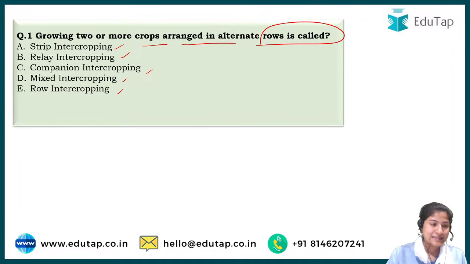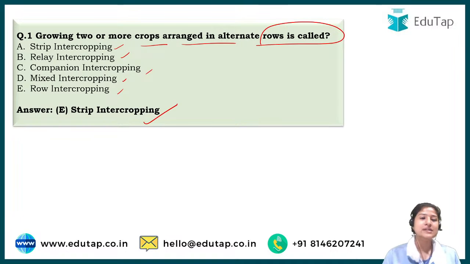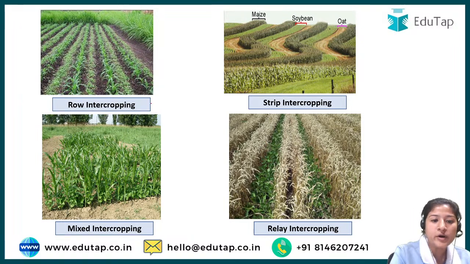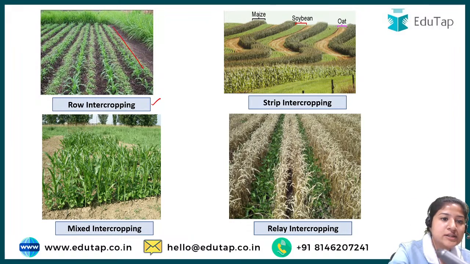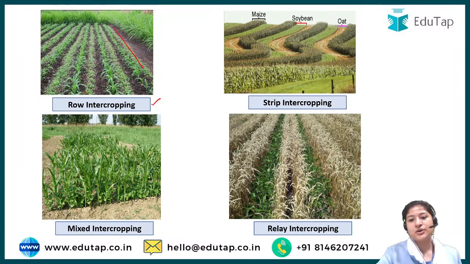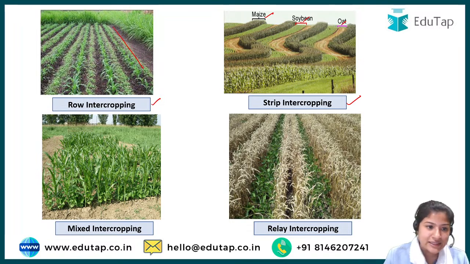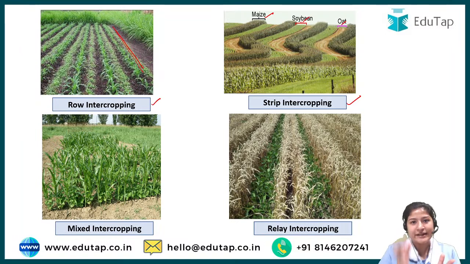Right. So the correct answer of this particular question is strip intercropping. Okay. We'll study all the options also so that you have better clarity. We start with row intercropping. In row intercropping, as the name suggests, the plants are sown in rows, as you can see over here. But in strip intercropping, this is maize, this is soybean, this is oats. In this case also the same thing is happening, as in row intercropping. The difference is that in row intercropping, only one line is sown at a single time. So you can see the alternate lines, right?